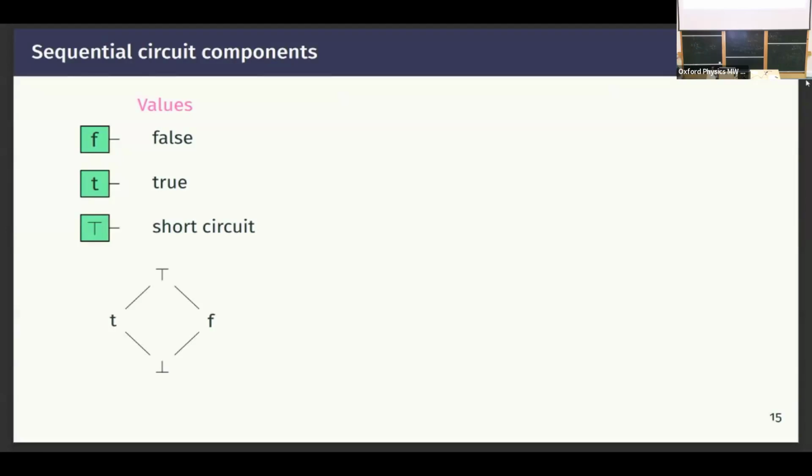We know what to do with this. We know how it works. But at the top, we have the top element, and this is the short circuit. We've tried to cram both a true and a false into a wire at the same time, an overabundance of information. There's too much. And so we need this to deal with the join that we saw in the previous slide, because if you ever join things together, things could go wrong.